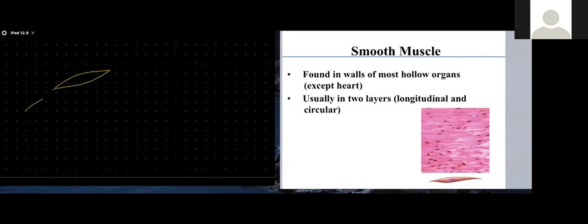they are spindle-shaped cells which have a single nucleus, so each cell has only one nucleus, unlike the skeletal muscles, which were multi-nucleated. And smooth muscles do not have any striations, unlike the skeletal muscles and the cardiac muscle cells, which were striated. Smooth muscles are located in the wall of hollow organs, except for the heart, which has cardiac muscles instead.